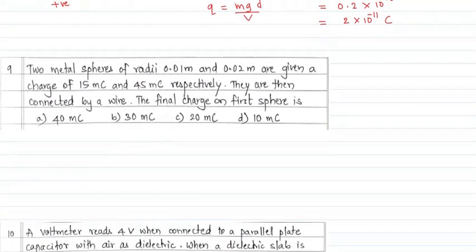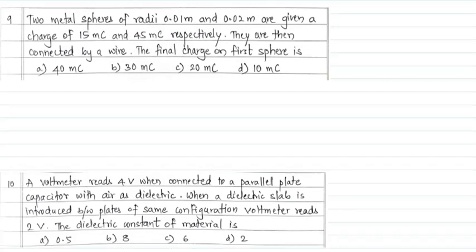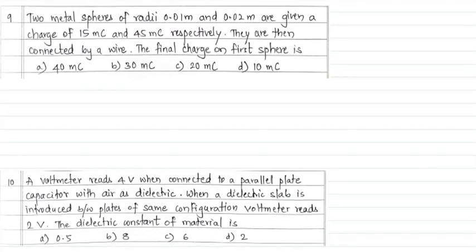Two metal spheres of radii 0.01 and 0.02 are given a charge of 15 millicoulomb and 45 millicoulomb respectively. They are then connected by wire. The final charge on the first sphere will be. So when two metal spheres are connected by wire, there will be redistribution of charge. So as asked, on the first sphere.